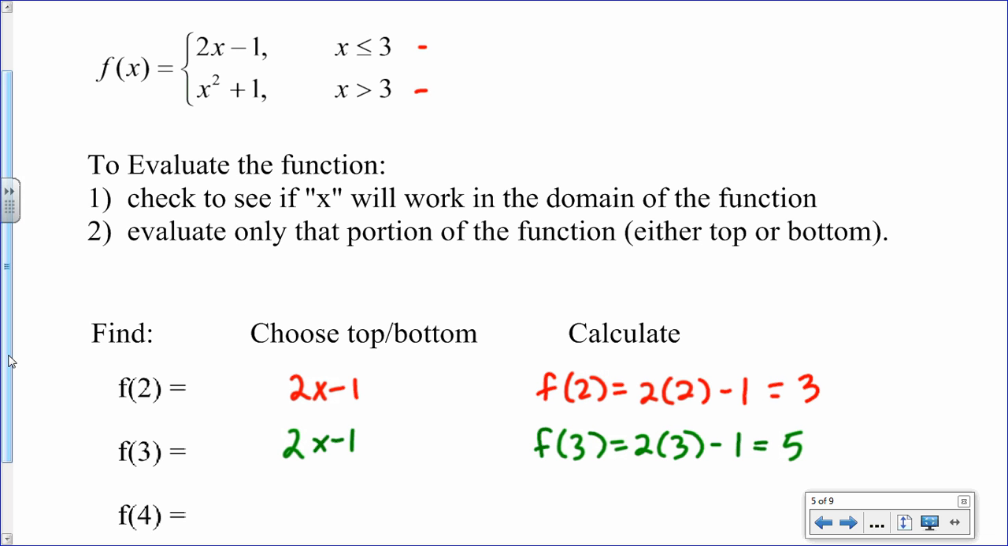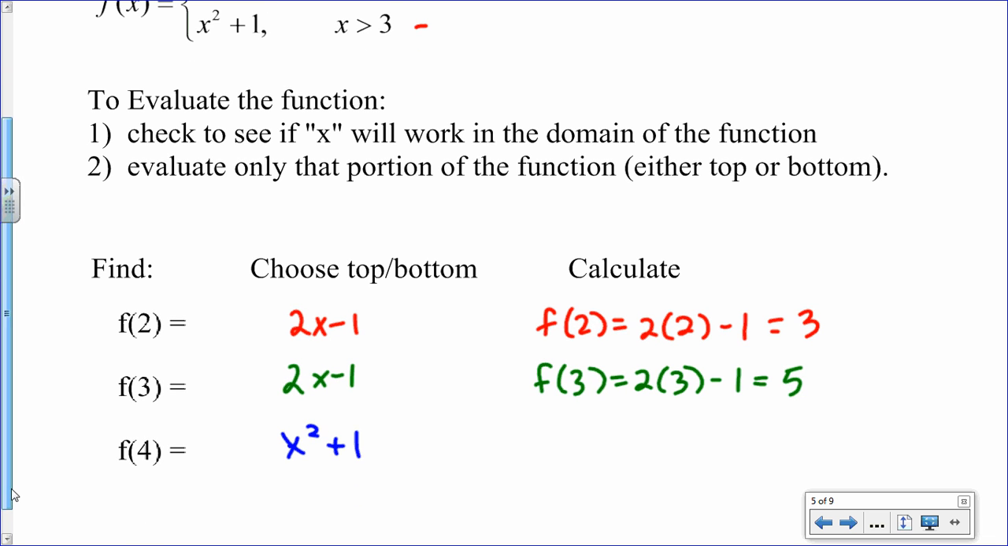Okay, f of 4. Is 4 less than or equal to 3 or greater than 3? Greater than 3, so I'll use the top or the bottom? The bottom. I'm now putting it into the bottom equation. So 4 squared plus 1 is 17.